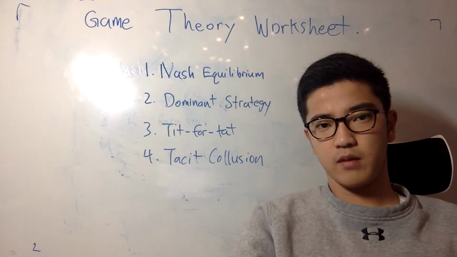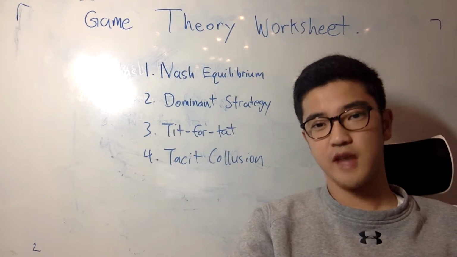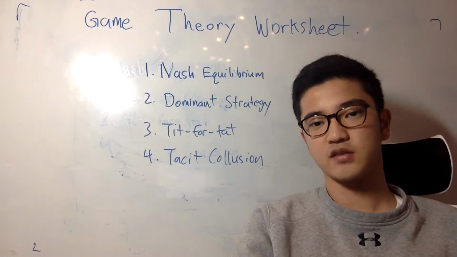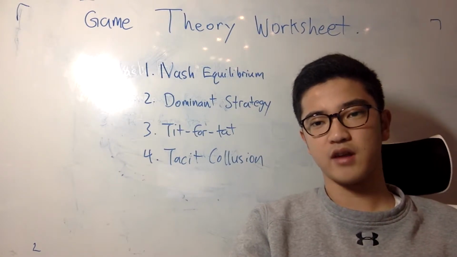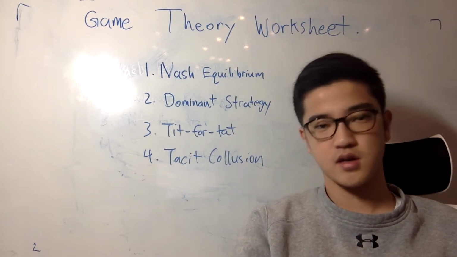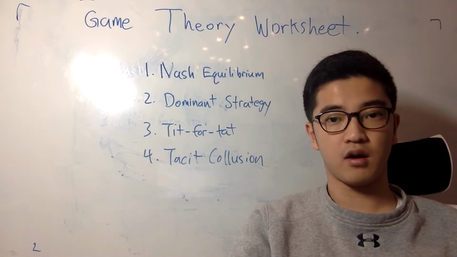The first vocabulary we have is Nash equilibrium, and it is a result when each player in a game chooses an action that maximizes his or her payoff, given the actions of other players. So in other words, it's a place where there's no benefit for either player to change their strategies given the strategy the other has chosen. Next, we have dominant strategy for a player regardless of his or her opponent's strategies.